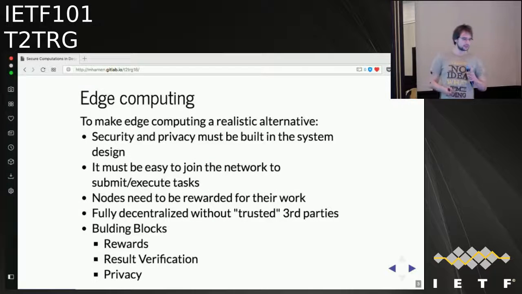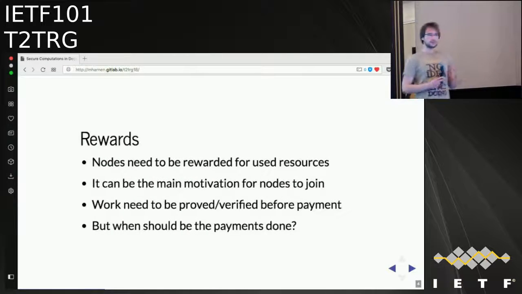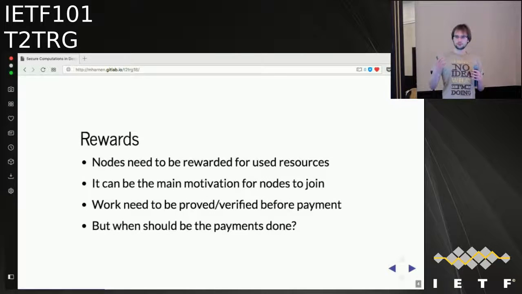We want to have incentives, so the nodes are rewarded for their work. And we want this to be decentralized without any consent or judges that will act in case of conflict. So concerning the rewards, of course, if I have my laptop and I'm using my CPU to run computation for others, I want to be rewarded for that. So it should also be the main driving point for joining the system.